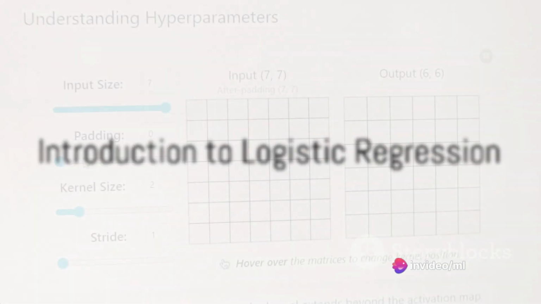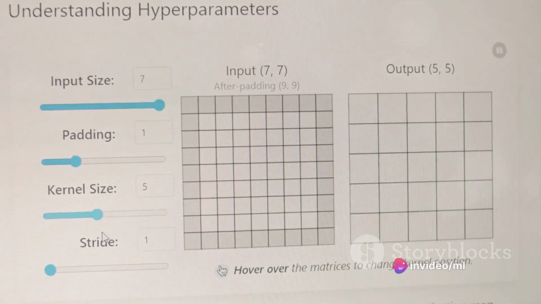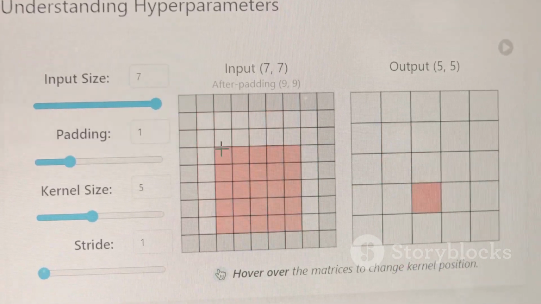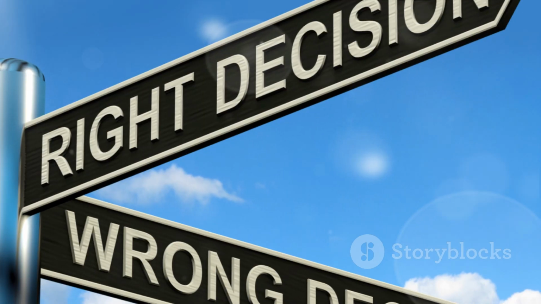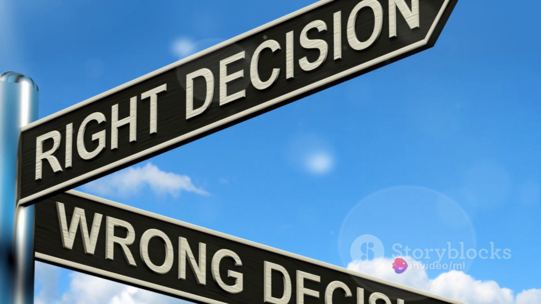Have you ever wondered how logistic regression works in machine learning? Well, let's dive into it. Logistic regression is a statistical method used for predicting binary outcomes. Yes, binary as in two outcomes like a yes or no, a pass or fail, a win or lose.